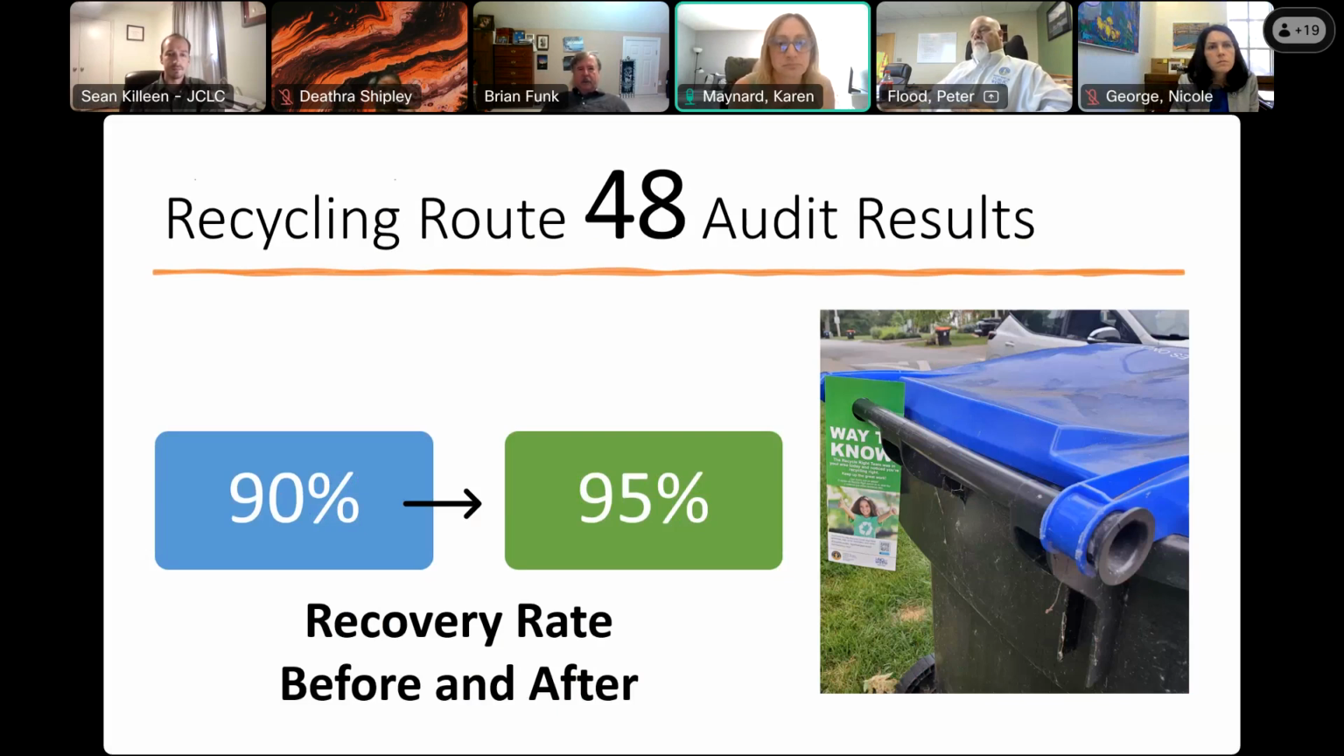Hey, Karen, two questions. Could you define recovery rate for me? Sure. So they basically sort out all of the material into the commodities that we actually have on our accepted items list, like glass. The plastics they give me a rundown of the plastics and how they separate them there. So they've got the 1s, the 2s, and then the 3 through 7s. Cardboard, mixed paper, aluminum, etc.